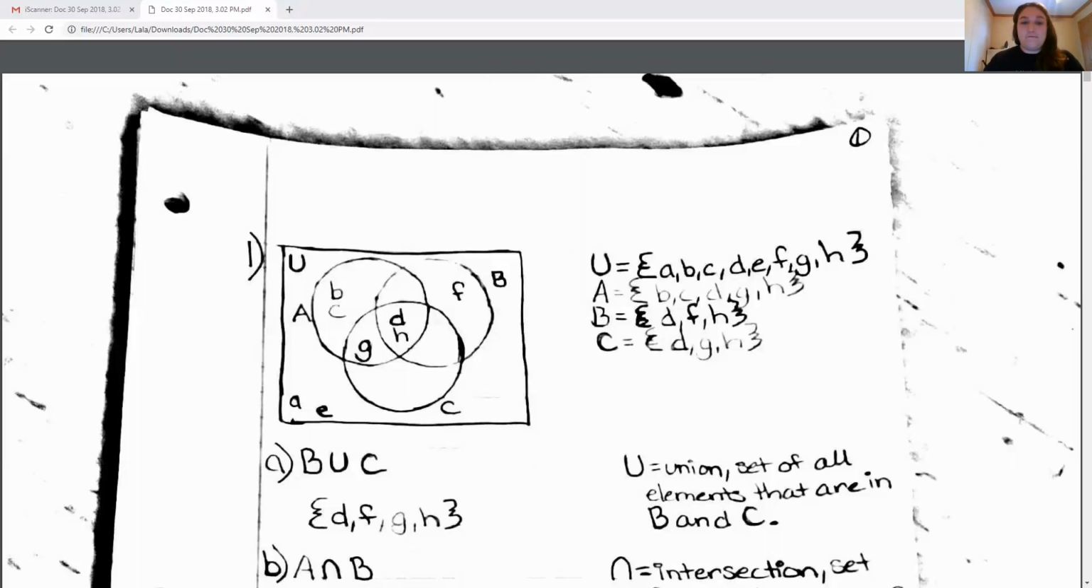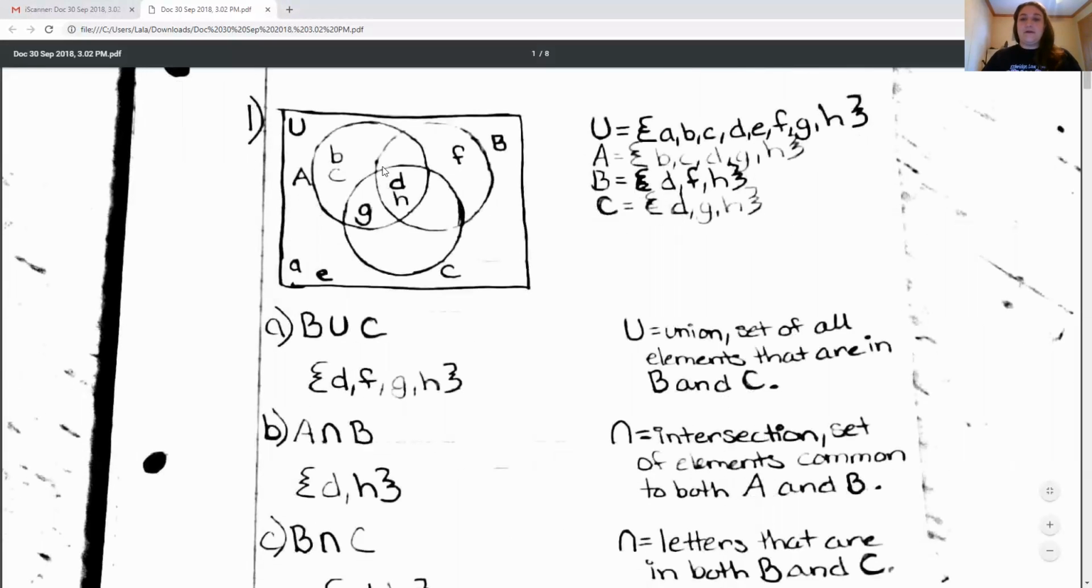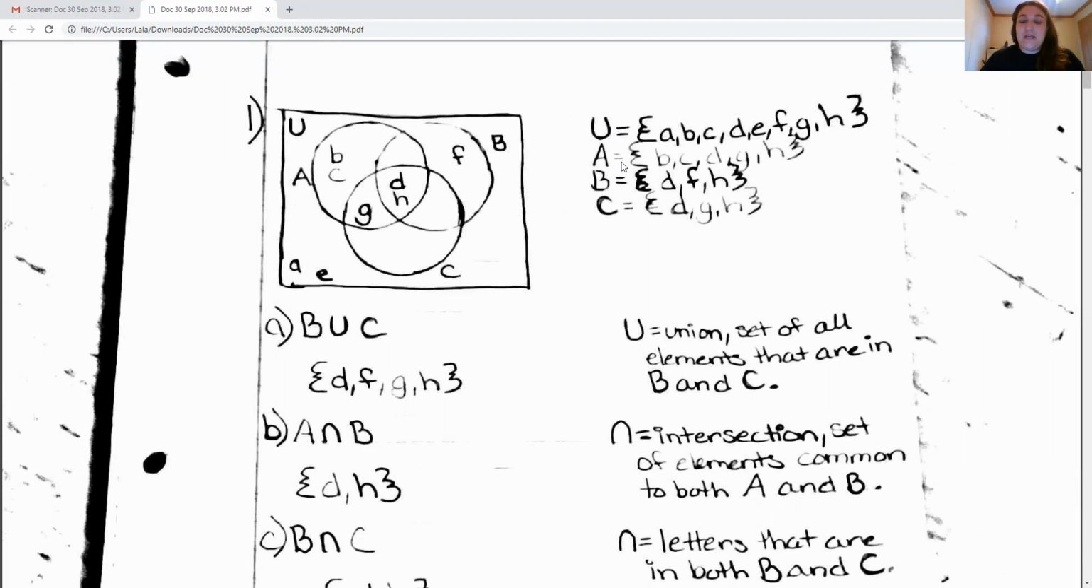Get the screen pulled up. Here we go. All right, so we have in front of us a Venn diagram. I drew out our Venn diagram right here. U is universal. So we have the letters in the alphabet from A all the way to H in the universe. For set A, we have the letters B, C, D, G, and H. And for set B, we have D, F, and H. And then set C, we have D, G, and H.